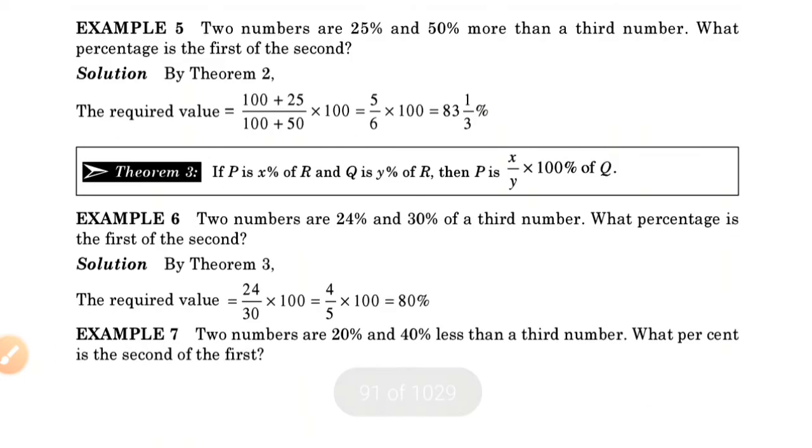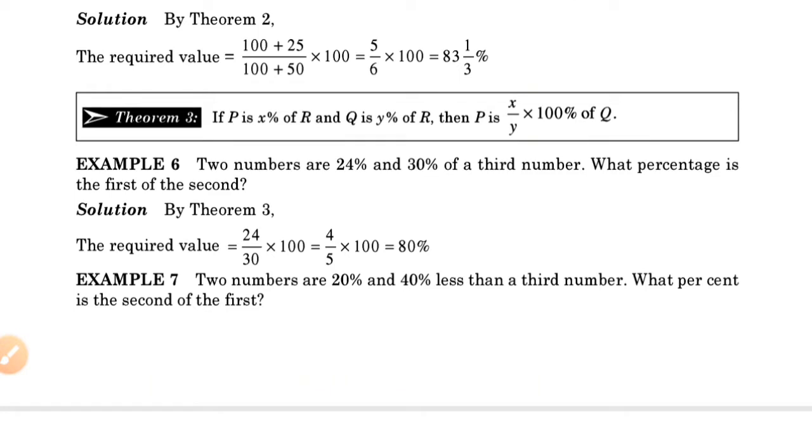In theorem 3, we are given that if P is x% of R and Q is y% of R, then P is x over y into 100% of Q. Okay, so two values are given, where the first is x% of the third number and the second is y% of the third number. So both of them are x over y into 100% of each other.